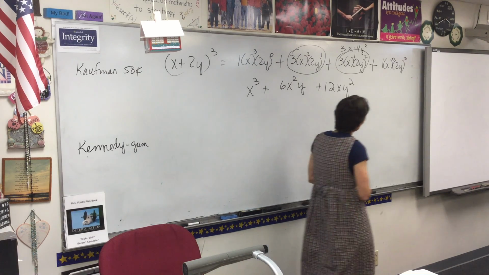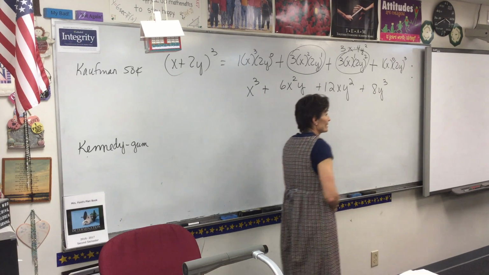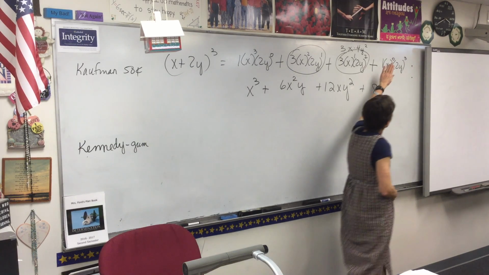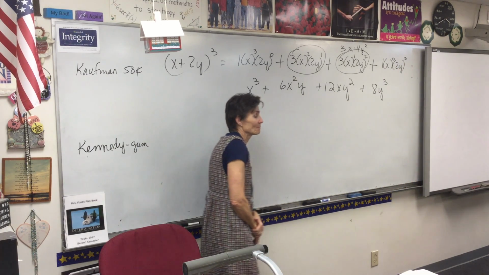And what about the last one? 8y cubed. Very, very good. This is just 1, and that's 2 cubed y cubed, so 8y cubed.